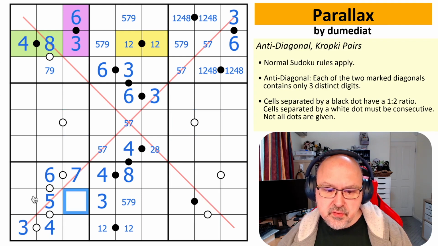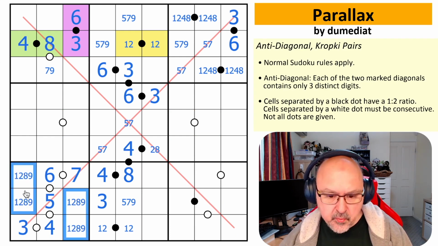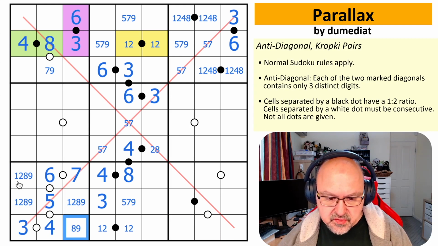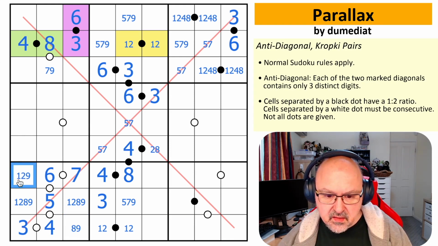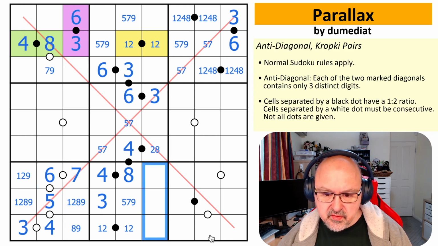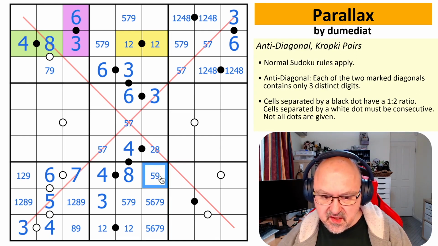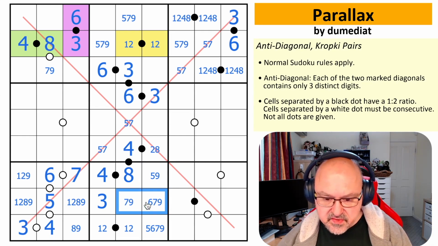So 1, 2 has to fit in those. These are 1, 2, 8, and 9. Happy, always happy with a quad. There's no 1, 2 there. There's no 8 there. This is a quad. 1, 2, 3, 4, 5, 6, 7, and 9. There's no 6 or 7 there. There's no 5 in either of those.